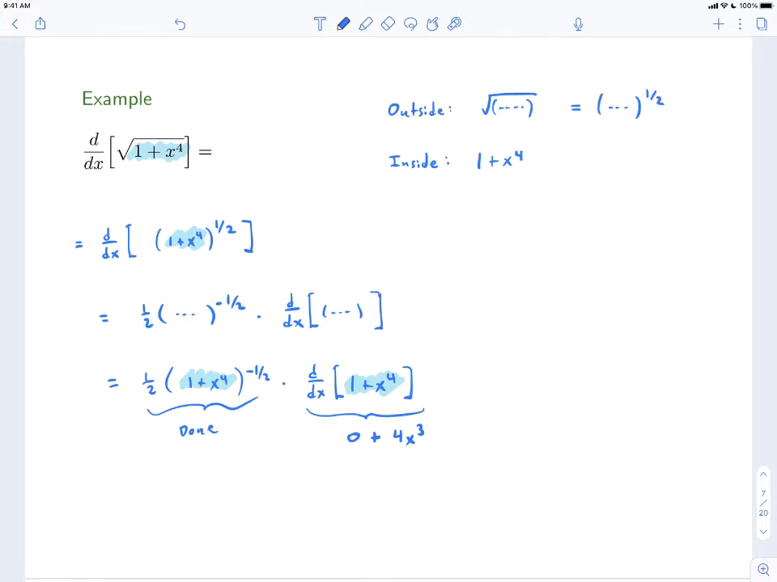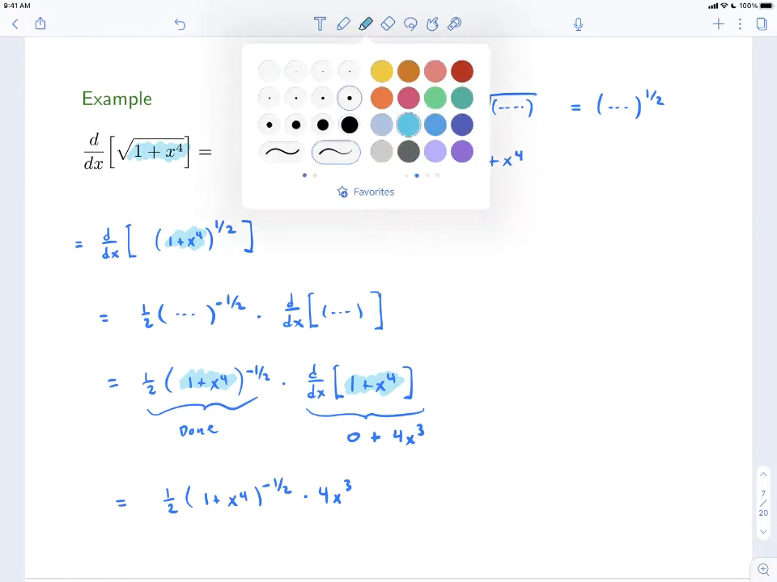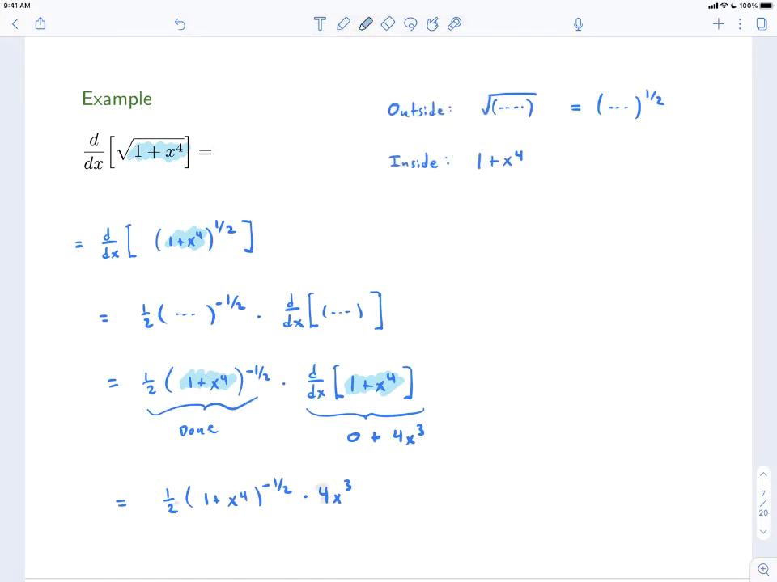Okay. So now just putting all of this together, we have that the derivative is 1/2 times 1 plus x to the 4 raised to the minus 1/2 times 4x cubed. And that's our answer. Now you can simplify this if you like, because you might notice that there's a 4 and there's a 2 in the denominator. You can also rewrite this to a positive power if you want to. You don't have to, but this is 2x cubed divided by the square root of 1 plus x to the 4.